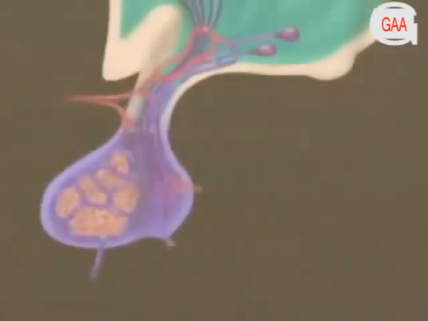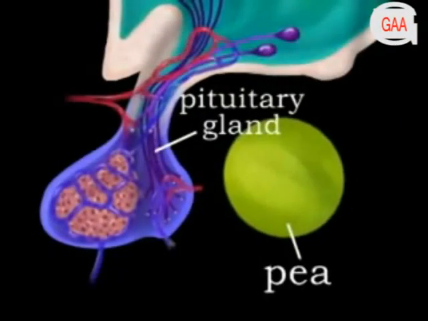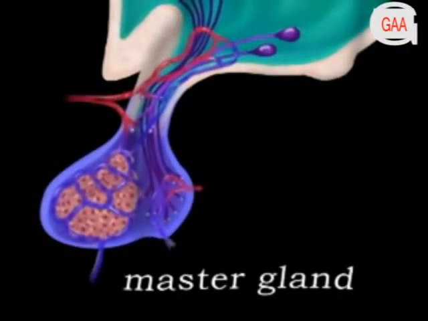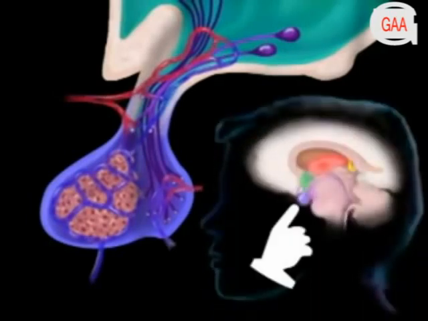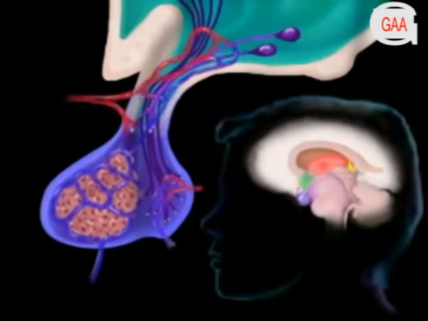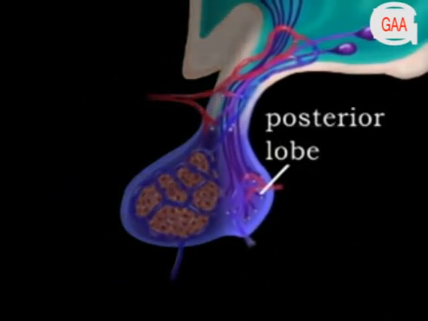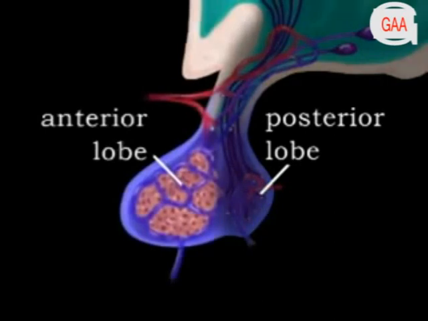The pituitary gland is about the size of a pea and is the master gland because it regulates all the other glands and tissues that comprise the endocrine system. It is located at the base of the brain and is connected to the hypothalamus, which in turn regulates its activities. The pituitary gland has two lobes, the posterior lobe and the anterior lobe.